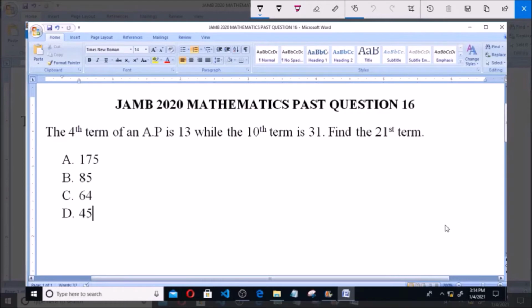The fourth term of an AP is 13, while the tenth term is 31. Find the 21st term. The options are A 175, B 85, C 64, and D 45.